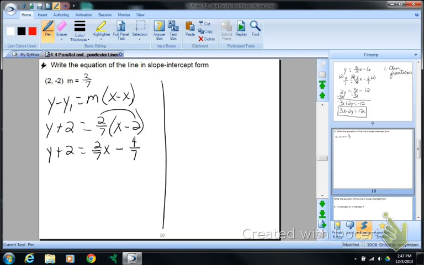Okay, right here. If I asked you to put it in slope-intercept form, that means we have to solve for y. So we're going to subtract 2. And when I do that, I'm going to put it 2 over 1.